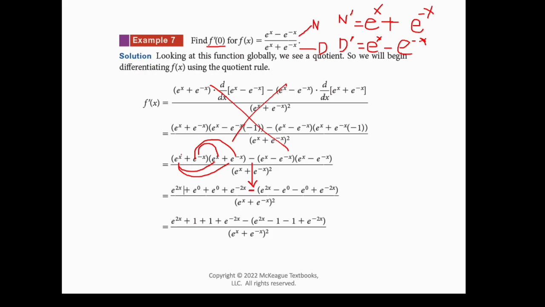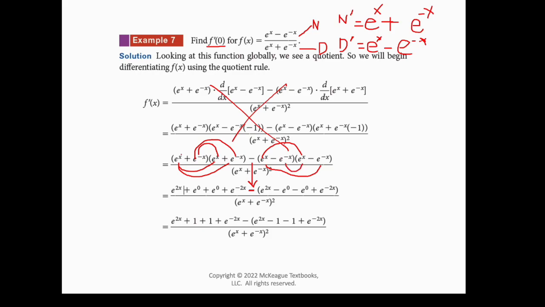So I'm going to repeat the same process. e to the x times e to the x gives me e to the 2x because I add my exponents. Then I get e to the x times a negative e to the -x, so that gives me negative e to the 0.